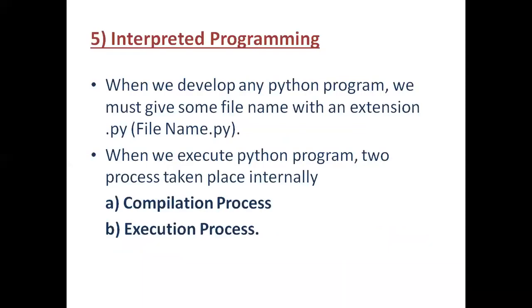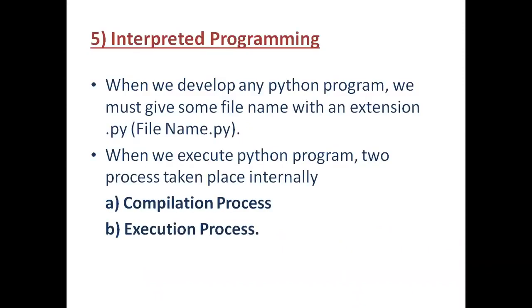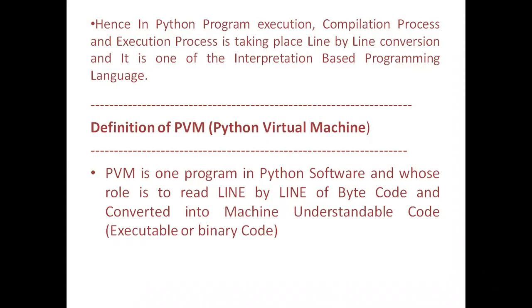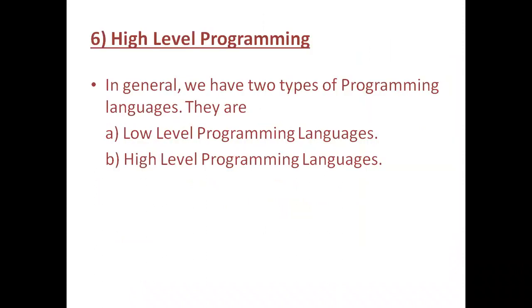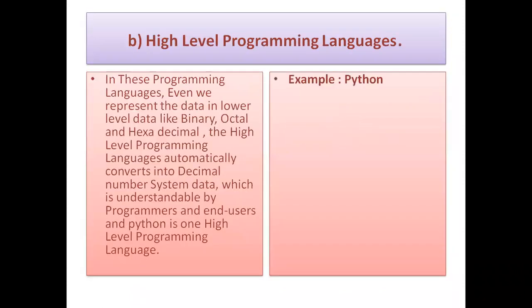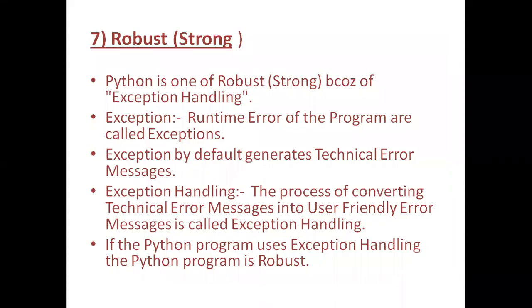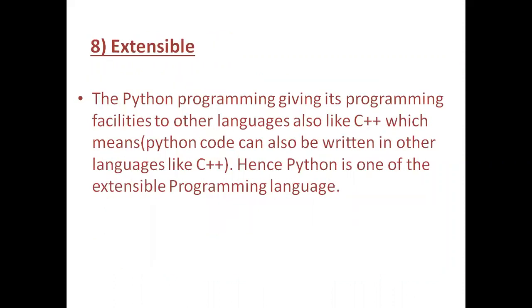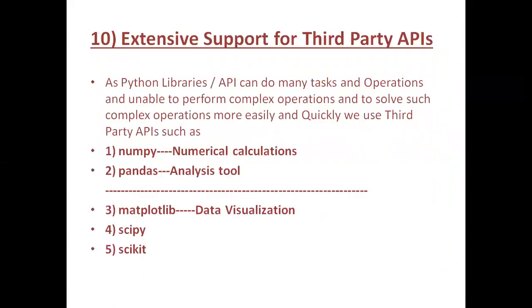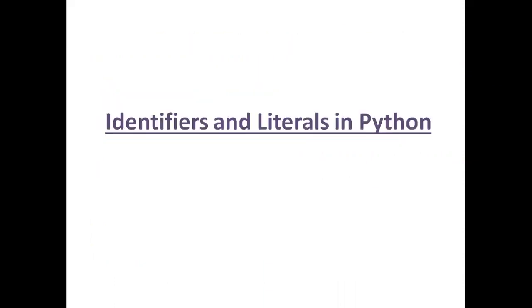Now, as we discussed about the features of Python, yesterday we discussed the interpreted programming language and how it is a high level programming language. As we all know, we have two types of programming language, low level and high level. After that, we discussed it's a robust language, extensible, embedded, and it supports third-party APIs. After that, we started discussing identifiers and literals in Python.